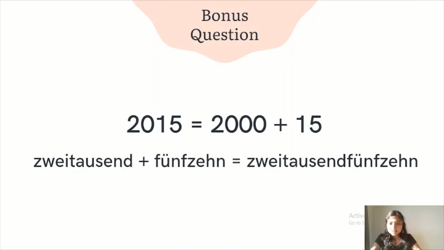Let's take next example. It is 2015. 1000 plus 15. 2000 is called as 2000 and 15 is 15. If you remember from the second video, 15 is 15. So 2015 called as 2015.